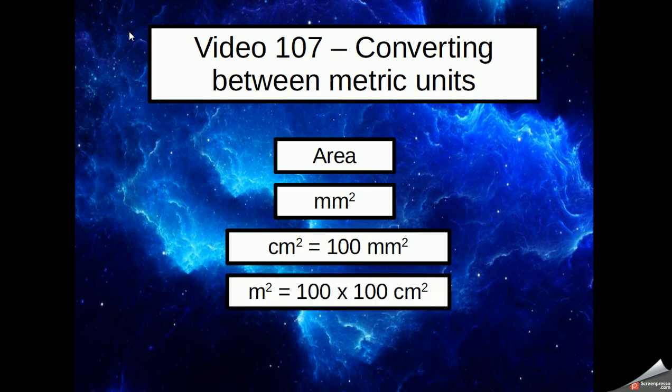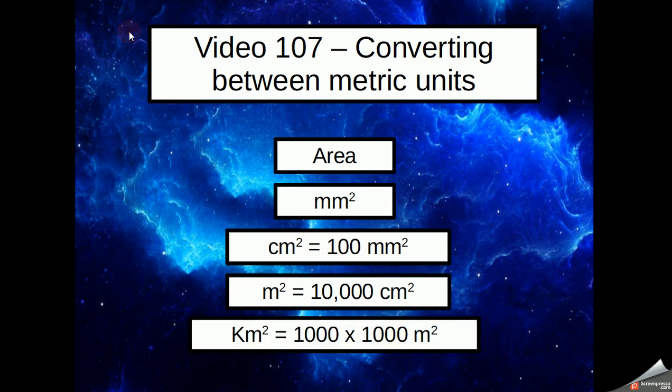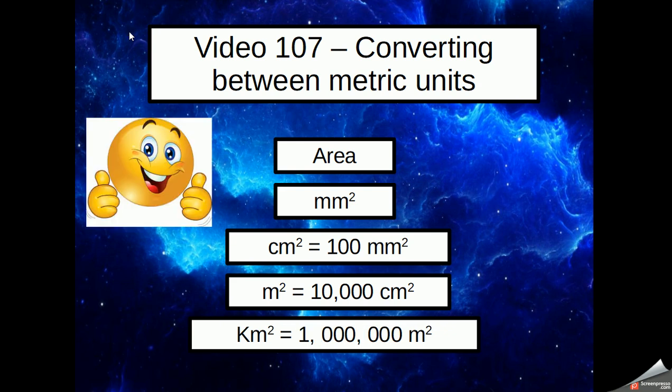Going on further from that then, a meter squared would be 100 centimeters along one side and 100 along the other, giving us 100 times 100, or 10,000 centimeters squared. And then finally, a kilometer squared is a huge square with 1,000 meters down one side and 1,000 meters along the other, and hence it's 1,000,000 meters squared.